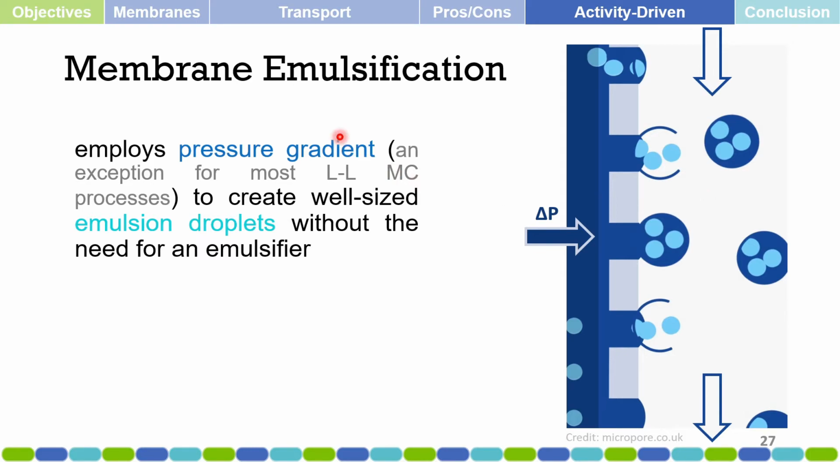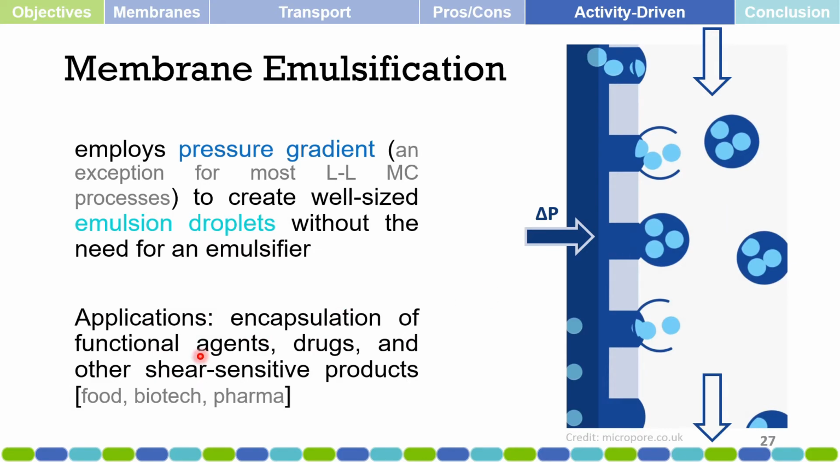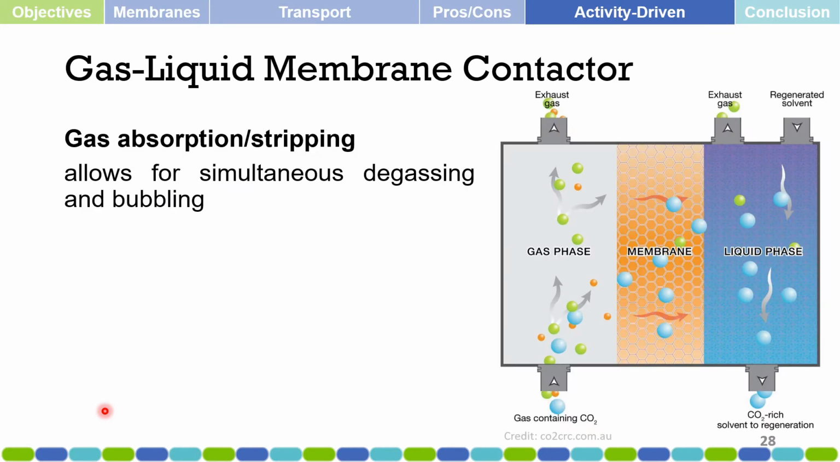However, this process is currently limited to small-scale industrial application. It's a very niche application for producing certain emulsions, and specifically, these are applied for encapsulation of functional agents for food, for drugs, and other shear sensitive products. So generally, this type of process applies to the food, biotech, and pharmaceutical industries.